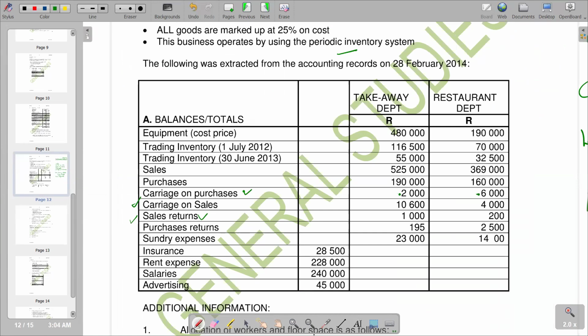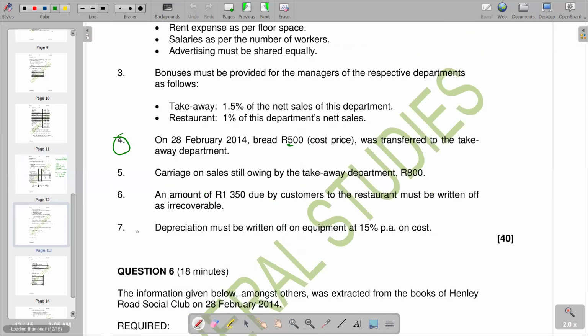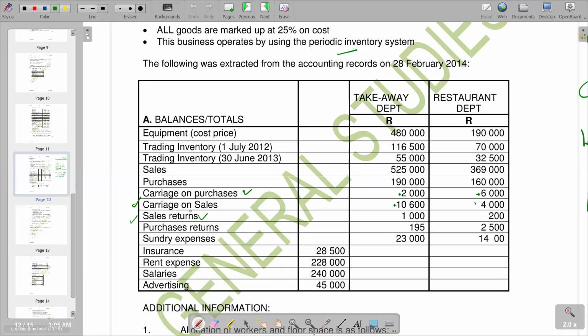These are carried on sales, and we've got 10,600 for takeaway and 4,000 for restaurant. But before you enter those figures, we go to the additional information to check if we've got anything affecting carried on sales. So we come to additional information number 5. You see that carried on sales is owed by takeaway department: 800. So we've got a carried on sales that is still owed for takeaway department only. Whenever we've got an owing, we are supposed to add. So we're going to add 800 to carried on sales of takeaway.